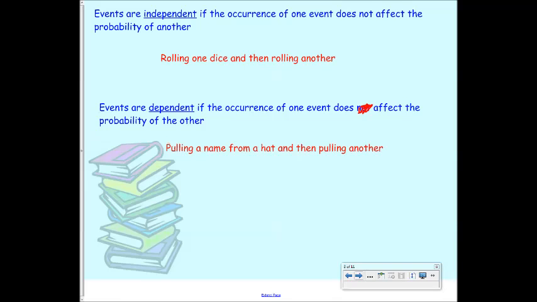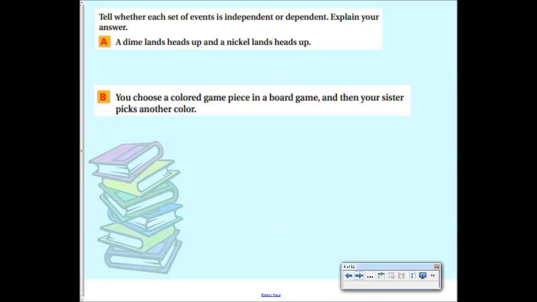All right, so pulling a name from a hat and then pulling another is dependent because if I take the name out, then that means that I cannot pull it the second time. Okay, what do you think about A? A dime lands heads up and a nickel lands heads up. Independent. Why? 2 different coins, 2 different things. They don't affect each other at all.